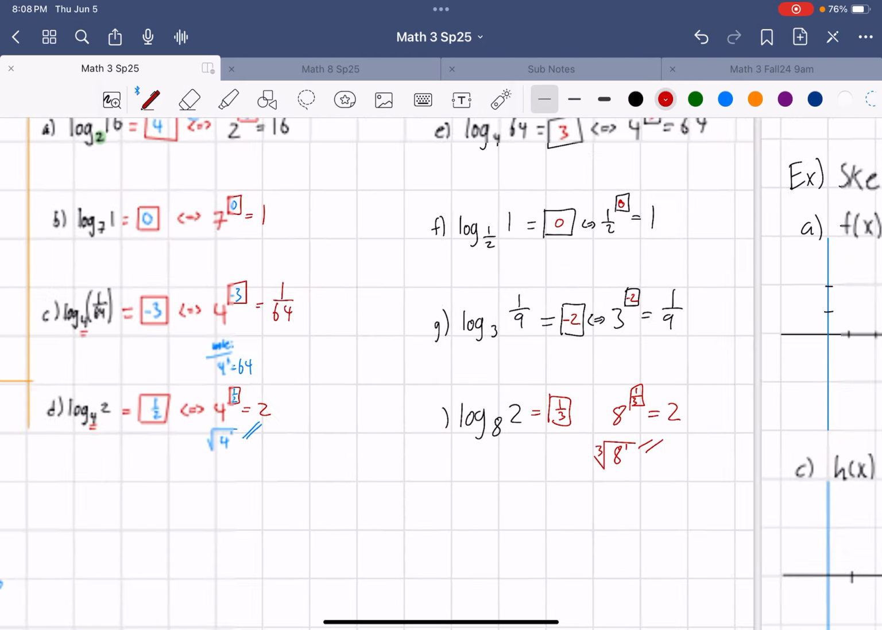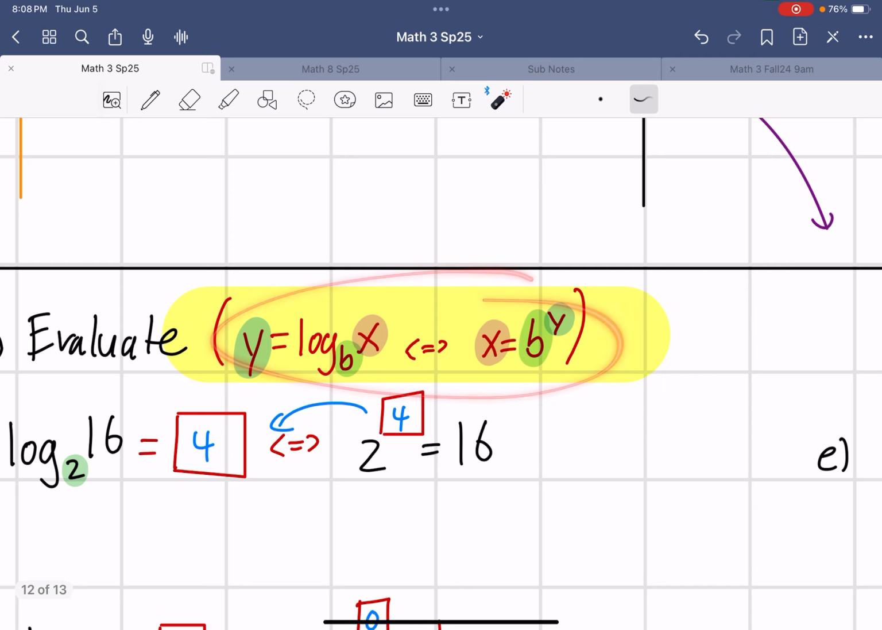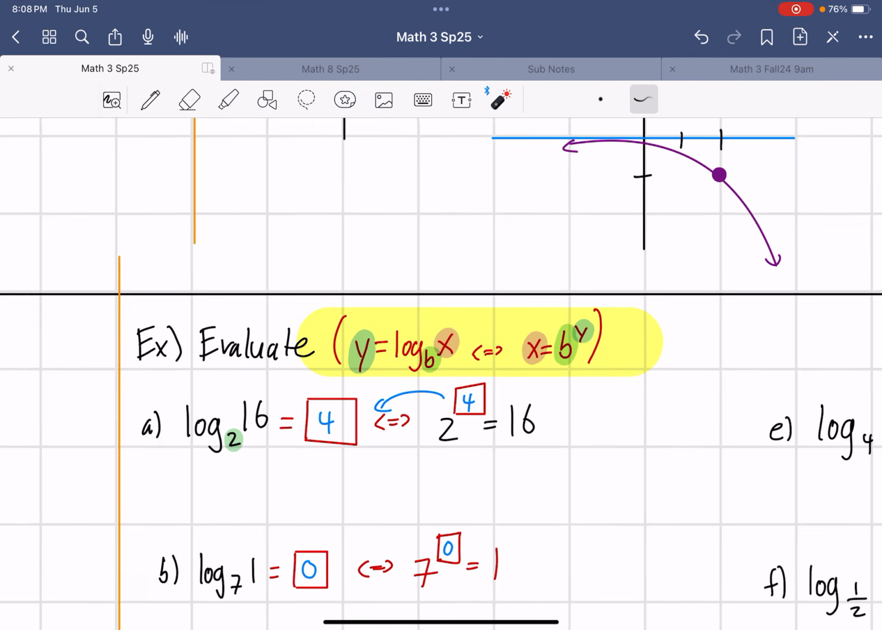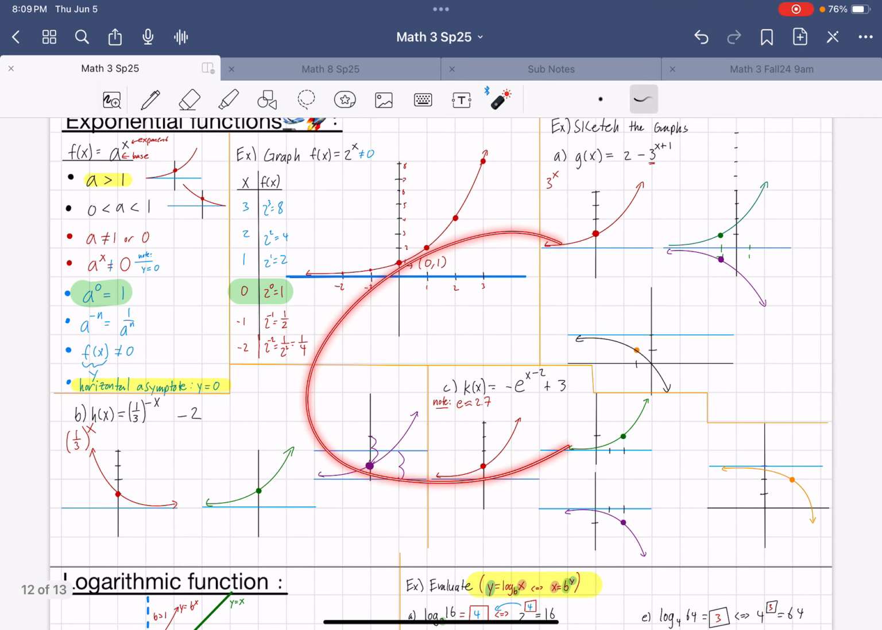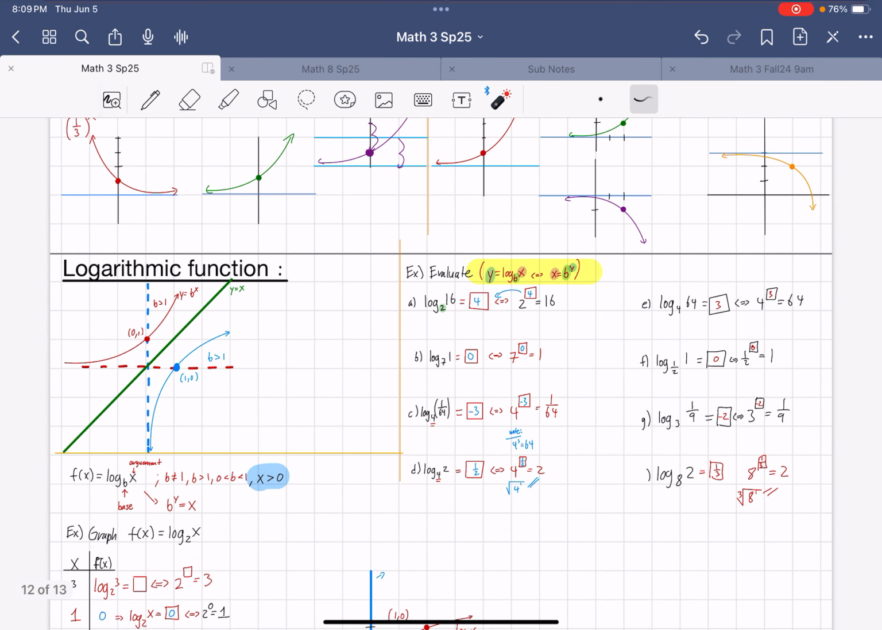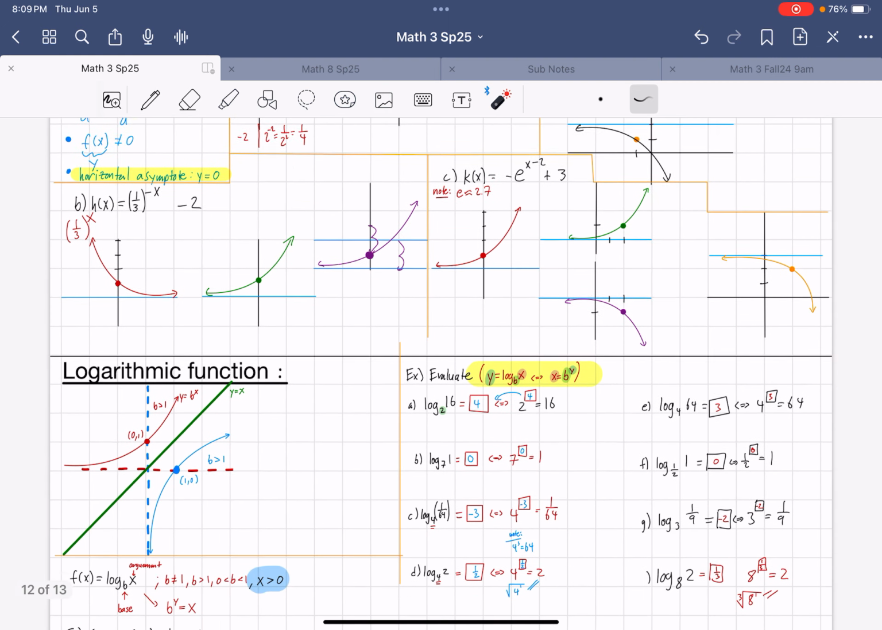And this is great practice to be able to go back and forth from a logarithm. So I'll stop it here. And on the next one, I'll do some graphs of the logarithmic function and show what it means that these two are inverses of each other.